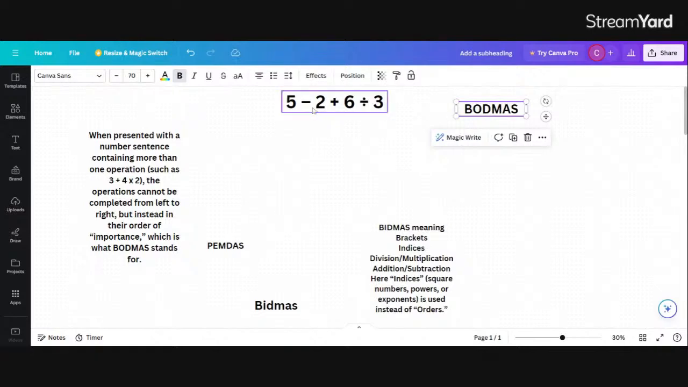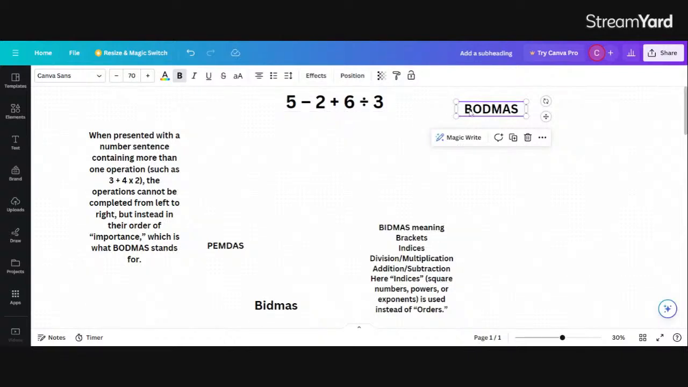Here right now, you can see that we have three different operations. We don't have only division and multiplication. It is only when we have division and multiplication together, both of them alone, that we can start from left to right. But we don't have both of them here alone. Okay, let's just forget about that.